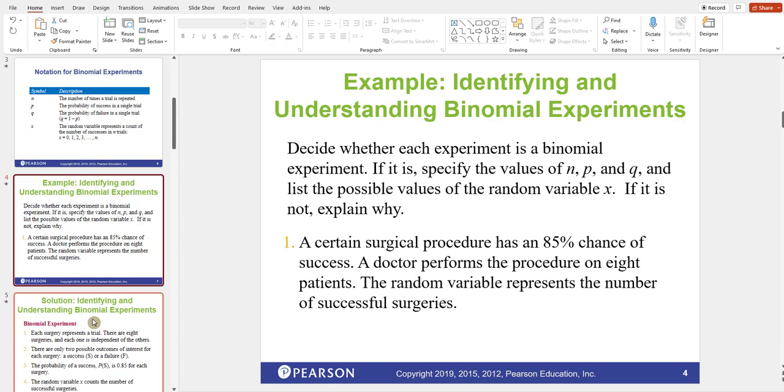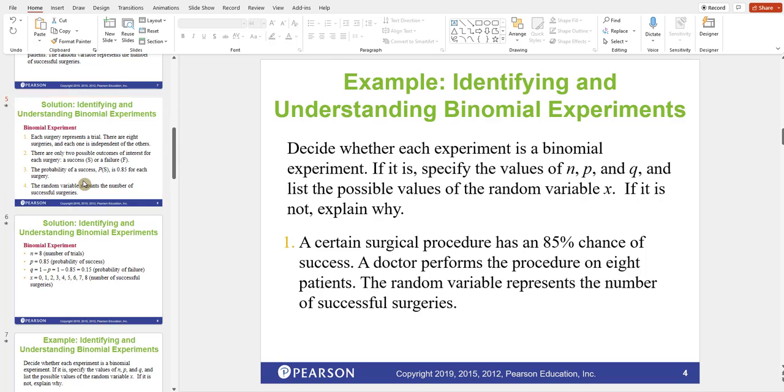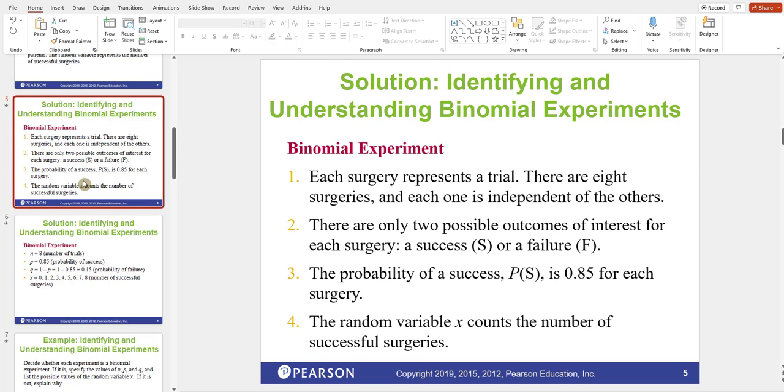So in this example, it says a certain surgical procedure has an 85% chance of success. A doctor performs the procedure on 8 patients. The random variable represents the number of successful surgeries. So each surgery will be a trial, and there are going to be 8 trials. And each surgery is independent of the other. So what happens during one surgery will not have an effect on another surgery.